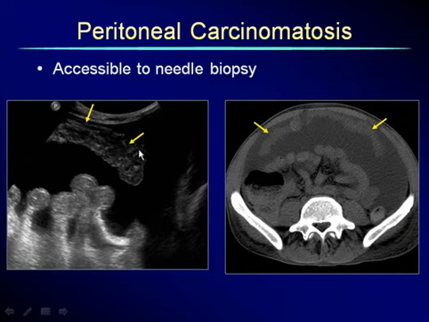Other things that we might see are masses with ascites. Here we have peritoneal carcinomatosis. This is a large omental cake of peritoneal disease, carcinomatosis surrounded by fluid. Here's the corresponding CT where we see the ascites, and this is the tumor, the omental so-called cake, the large tumor mass of peritoneal carcinomatosis. Easy enough to just guide a needle straight into it under ultrasound to get tissue and cells.